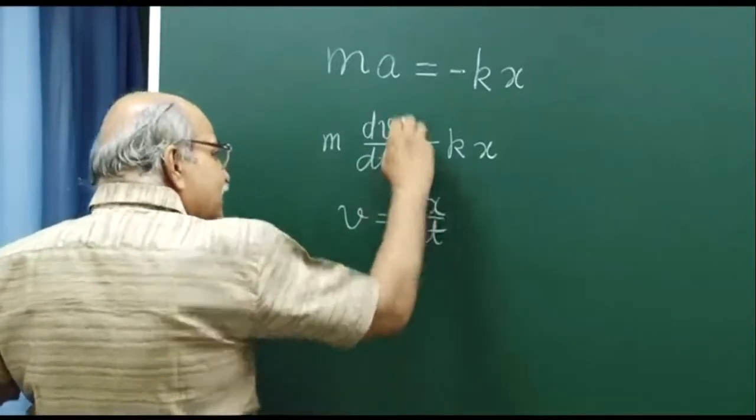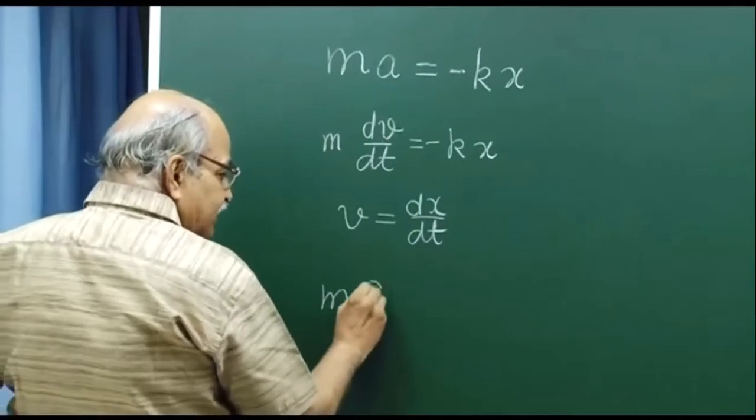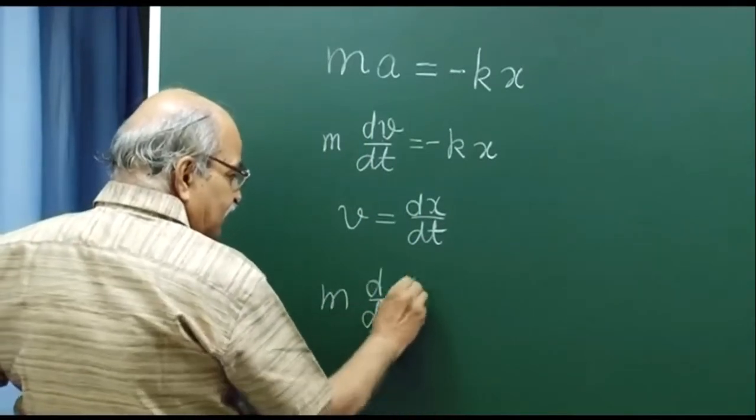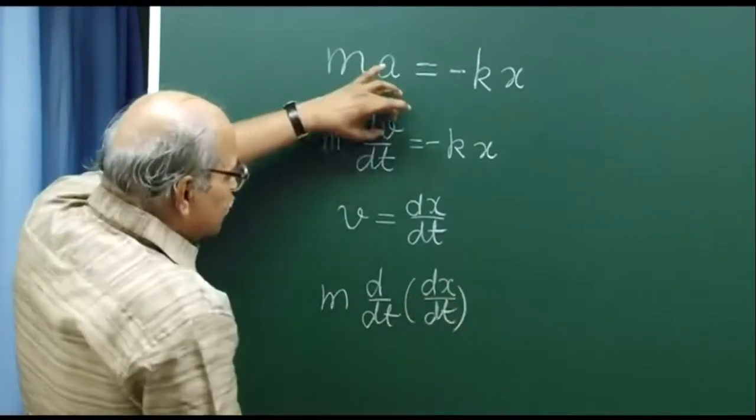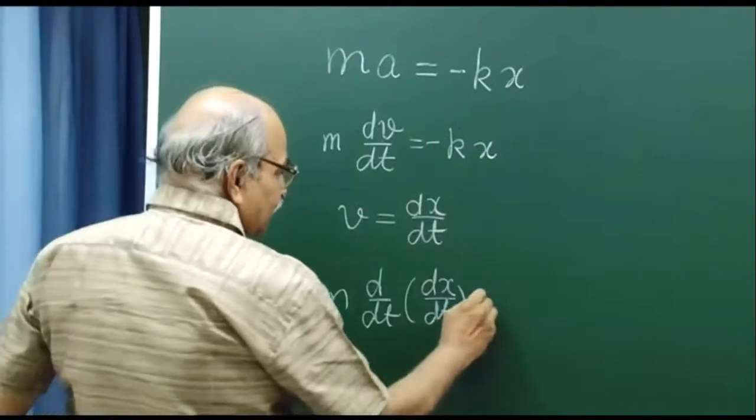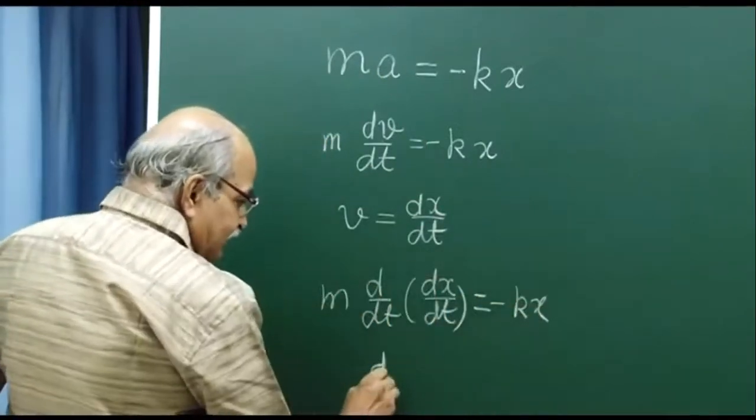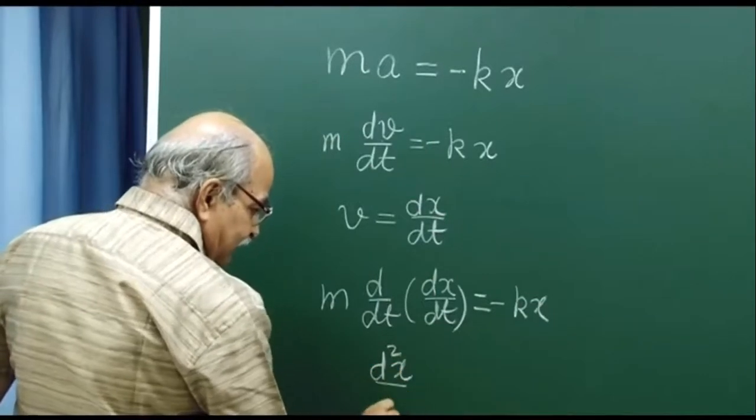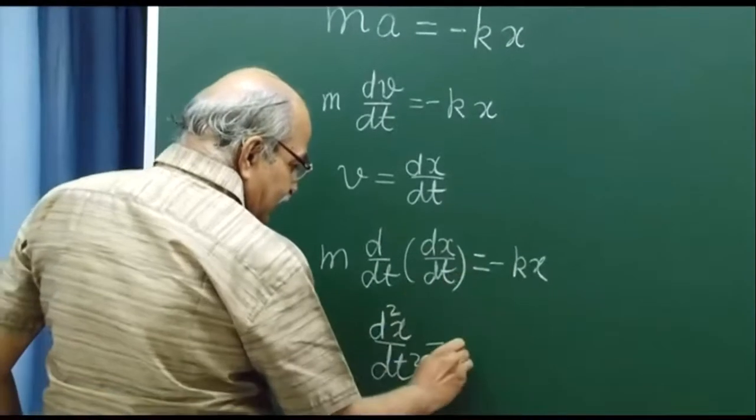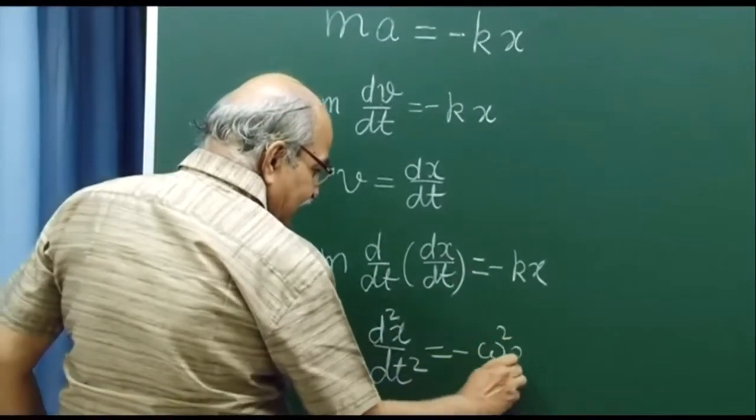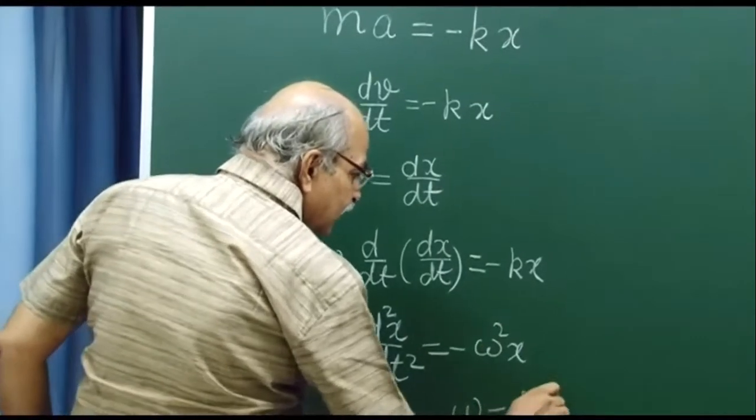If I put this here, the way it is written is m times d by dt of dx by dt, in place of this v, equal to minus kx. And this is written as d2x by dt square. If I bring this m here, it is minus omega square x, where omega is the square root of k by m.